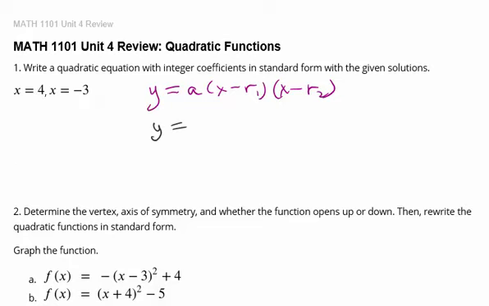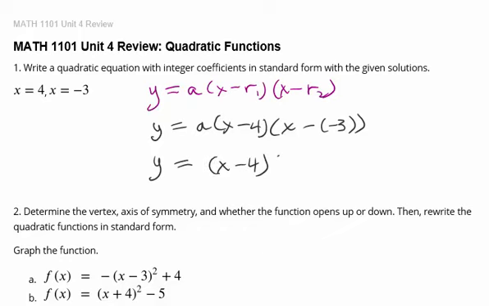Okay, so in this case, substitute 4 for r1, so x minus 4, and then -3 for r2, so x minus -3, and simplify. At the same time, it just says, write a quadratic equation. So a, the leading coefficient, matters, but we can just select a equals 1, which would be the nicest quadratic function that has these x-intercepts. So it would be x minus 4, and then times x plus 3.